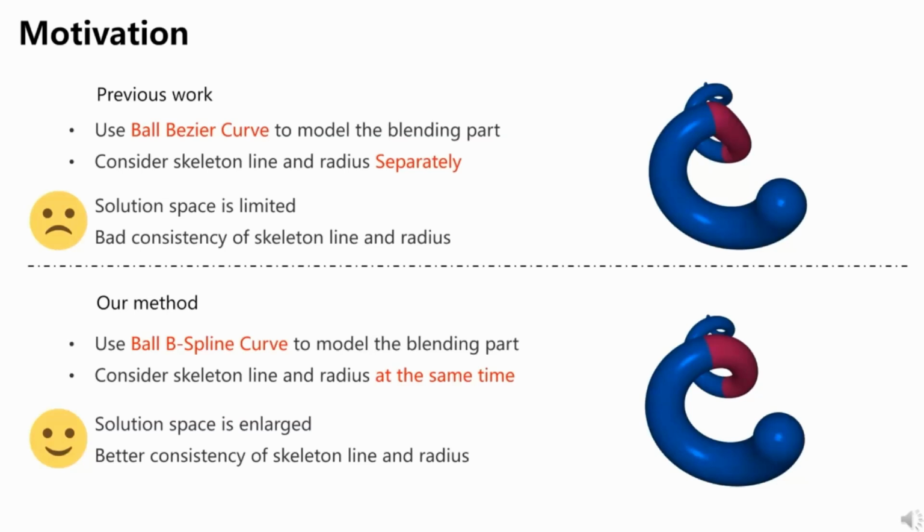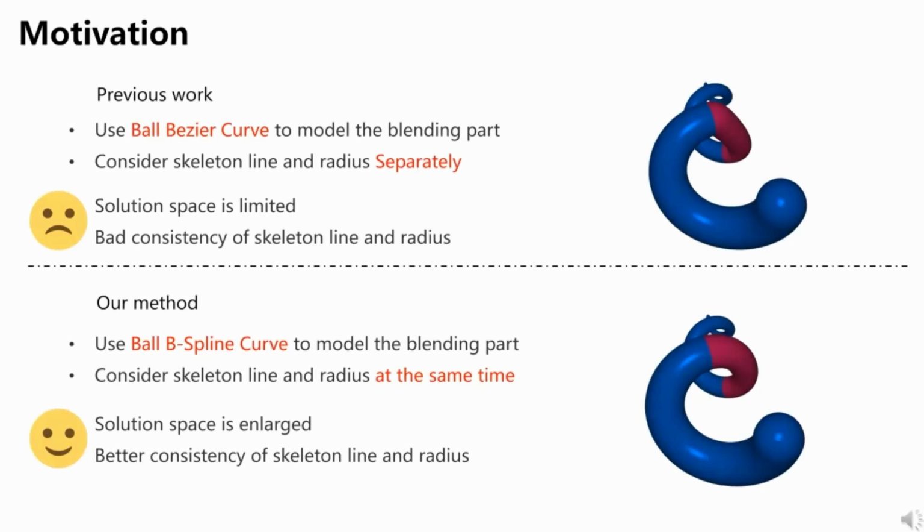In addition, the skeleton line and the radius are usually optimized separately in previous work. Both of these features are for the simplicity of the optimization calculation. Ball Bezier curves are simpler to compute compared to the ball B-spline curves, and considering the skeleton line and the radius separately will also provide convenience for optimization.